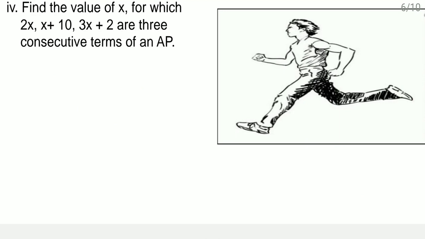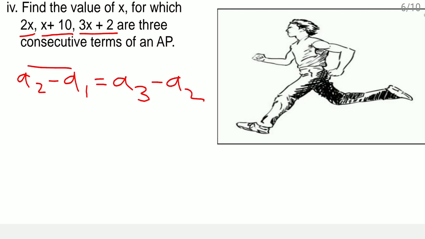Fourth one. Find the value of x for which 2x, x plus 10 and 3x plus 2 are 3 consecutive terms of an AP. We need to get the common difference. Okay, no, not the common difference. We need to get the value of x. Now, you know the first, second and third terms. I can write down a2 minus a1, so I'll get the common difference. Or I can write down a3 minus a2, then also I'll get the common difference. See, this is also the common difference and this is also the common difference.